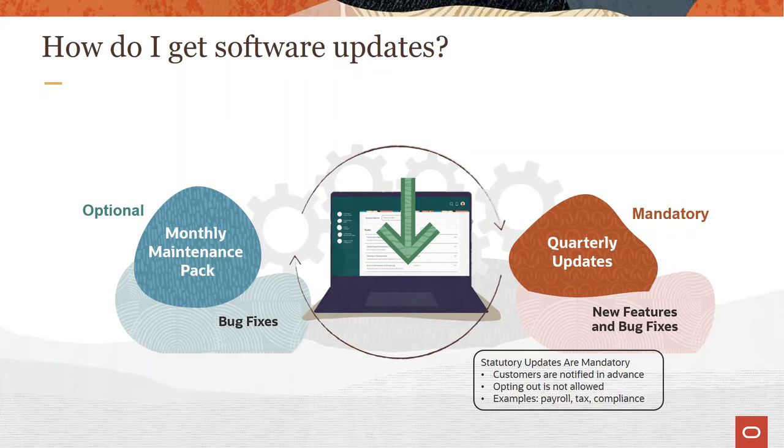Monthly maintenance packs are typically bug fixes, and they are applied to all environments, and they are optional. So you can opt out of receiving a monthly bug fix pack or maintenance pack, but you will still receive all of the bug fixes, all the maintenance packs that have accumulated in the quarter as part of your next quarterly update. So you will receive all of the fixes, but if there's a certain fix that you do not want to wait till the end of the quarter to receive, you can get it in a monthly maintenance pack.